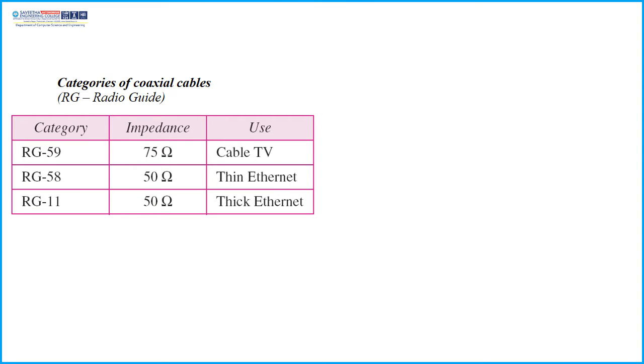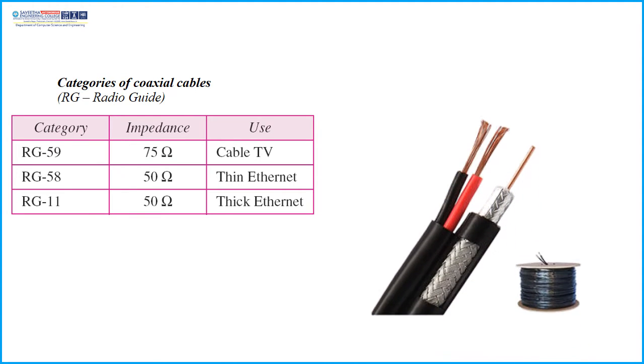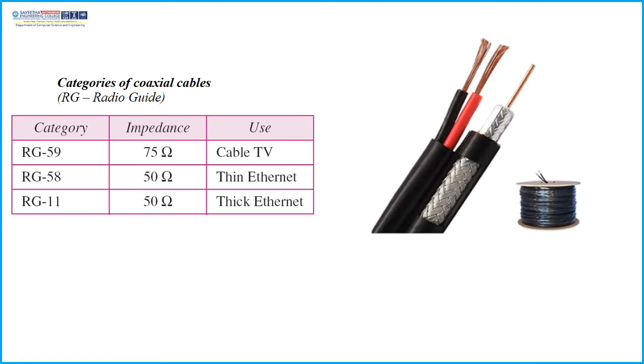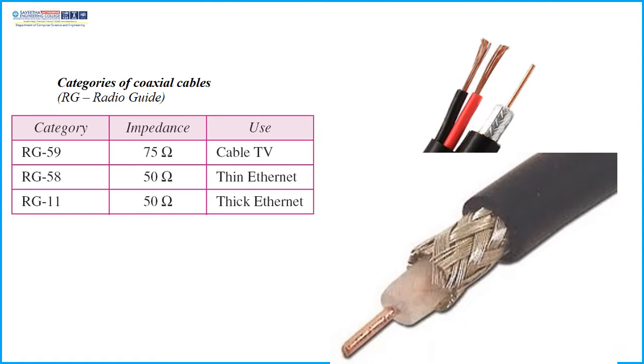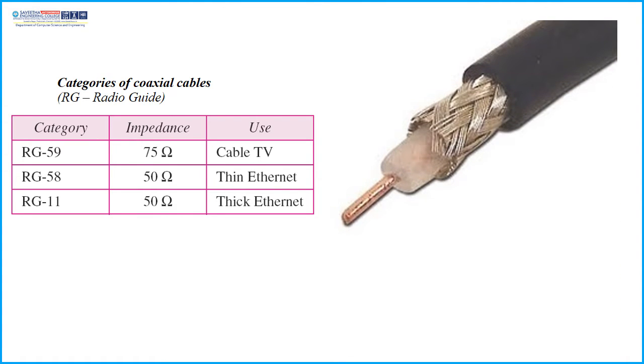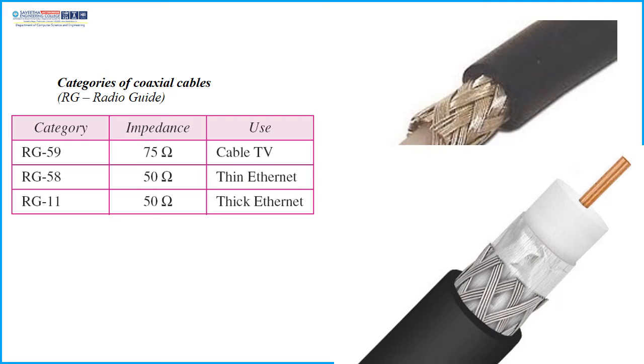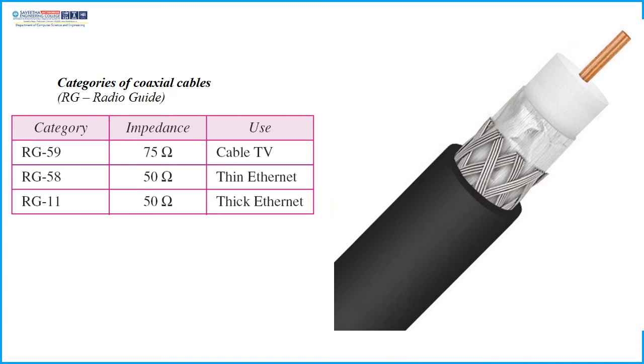Here we are seeing the categories of coaxial cable. The categories are named RG, which is nothing but the radio guide. There are three different categories available in the market. The first one is RG59, which is commonly used for cable television. The second category is RG58, which is used in thin Ethernet, whereas the third category is RG11, which is used in thick Ethernet applications.